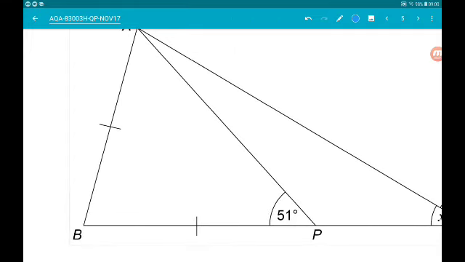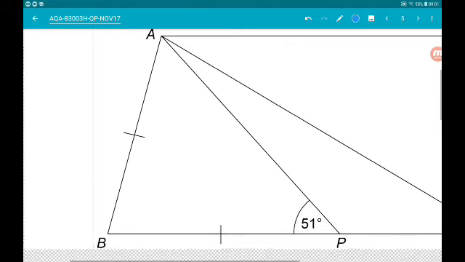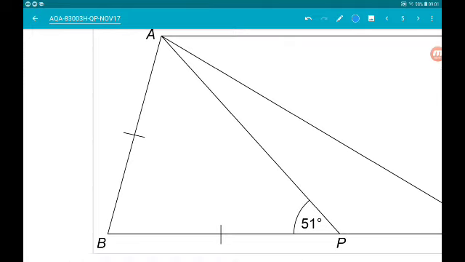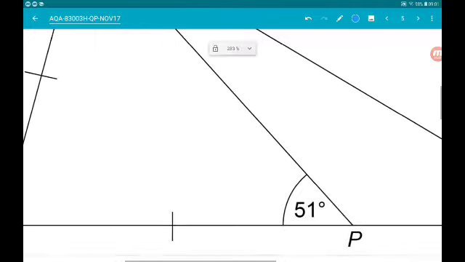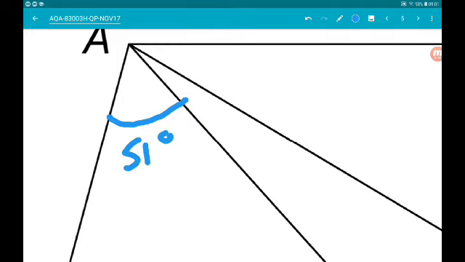These sort of questions cause a lot of problems. The aim of the game is to fill in any blanks that we can and hope it leads us to glory. So, we know these two sides over here are the same length. That means that ABP is an isosceles triangle. So that means that we know this angle here is equal to 51 degrees.